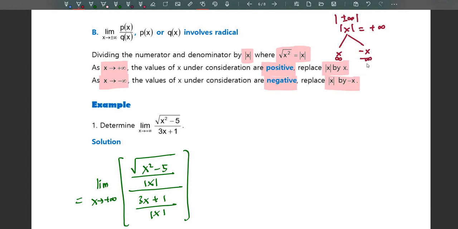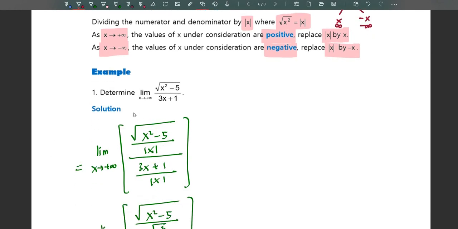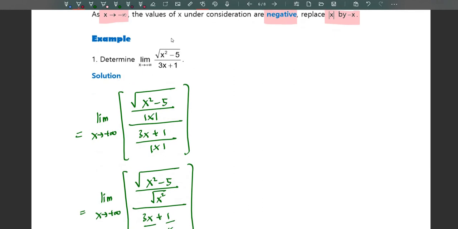Negative infinity, modulus gonna be infinity, because negative times negative infinity is positive infinity back again. So right now, for example, let's look at the first example first. Determine the limit for root of x squared minus 5 divided by 3x plus 1 when x approaches positive infinity. Here we need to look at the highest power in the denominator, and it is x.